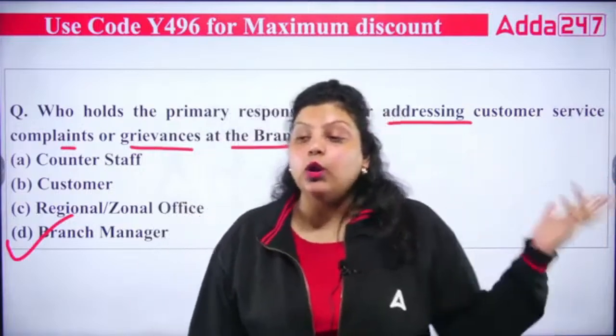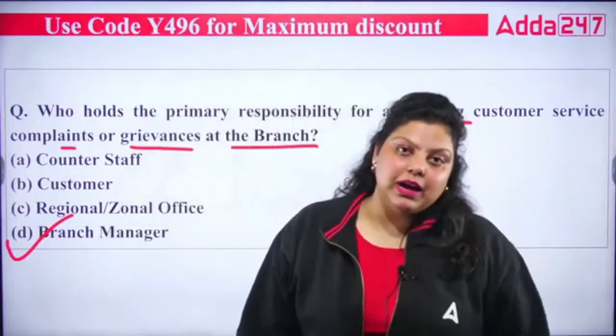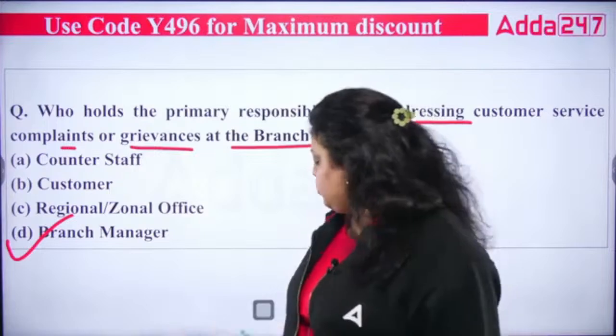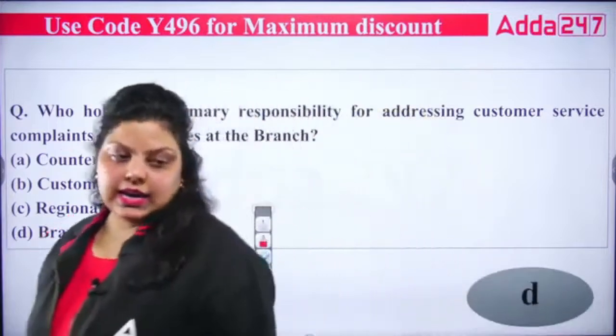If they do not provide a solution within 1 month, then the customer can go to the integrated banking ombudsman. And this responsibility is of the branch manager. Okay, right answer will be D.